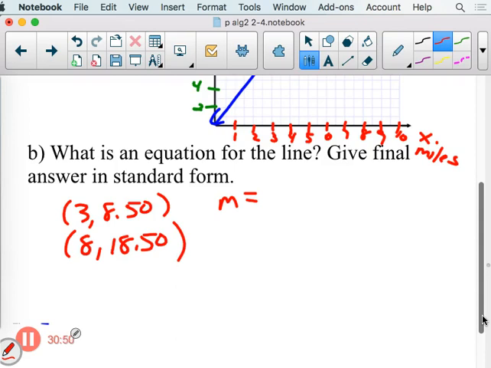Figure it out. Chicken wing and elbow partner. It really is a very nice number.